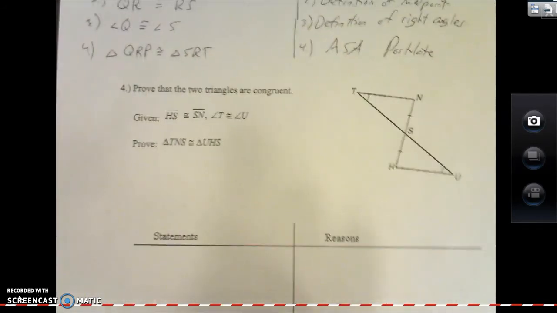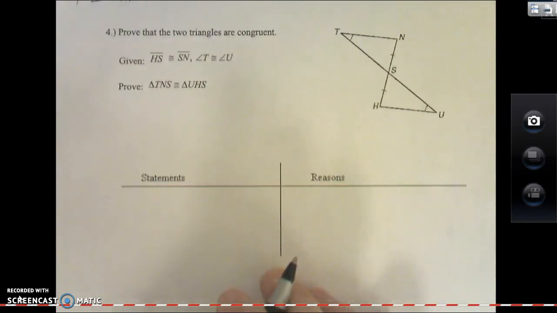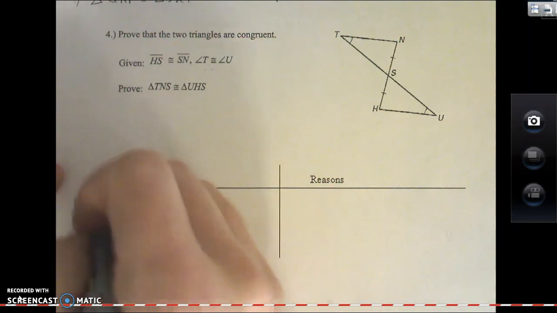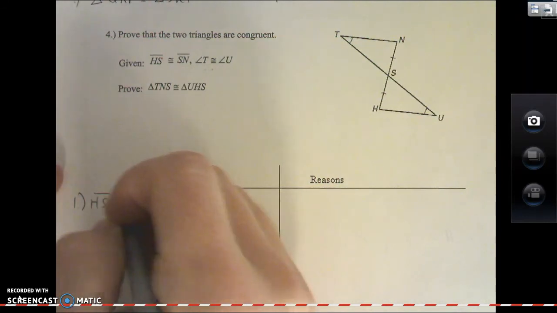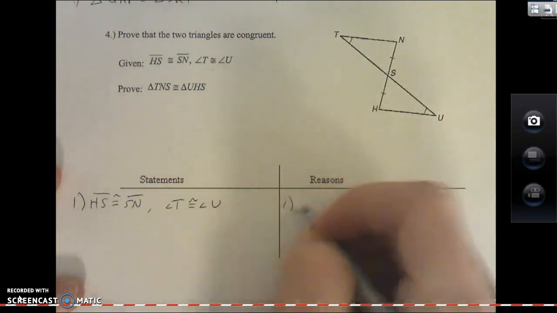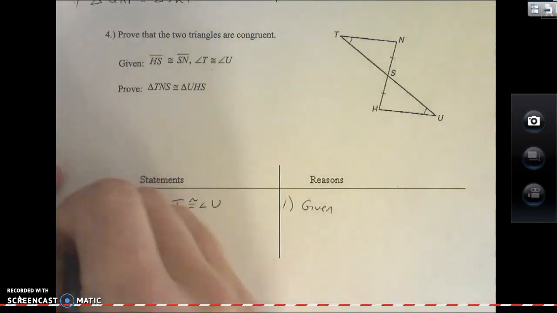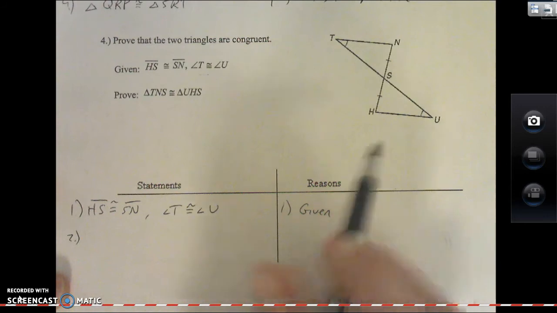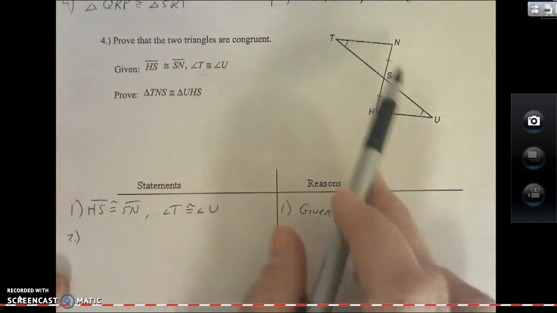Last and final one. Prove the two triangles congruent. Okay, given. So I'm going to copy down what's given. HS is congruent to SM. Angle T is congruent to angle U. This one's a little bit easier. I'm looking for something else here that's congruent. Well, the good news is, you see how these are straight lines?